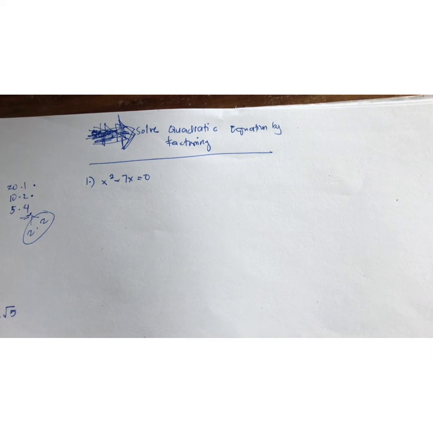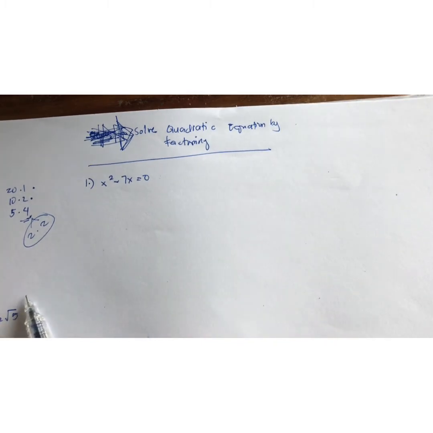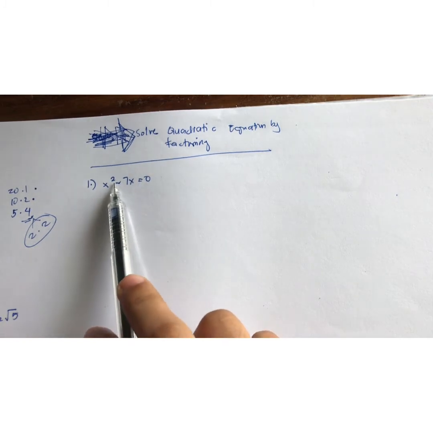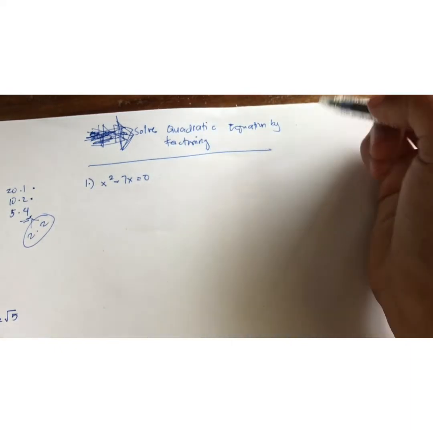So solve quadratic equation by factoring. So the first equation, we have x squared minus 7x equals 0. So saan nato pag-factor ang sa left side? So tip number 1. So hanapon na ninyo unsay common sa duha ka term unya ipagawas nato.